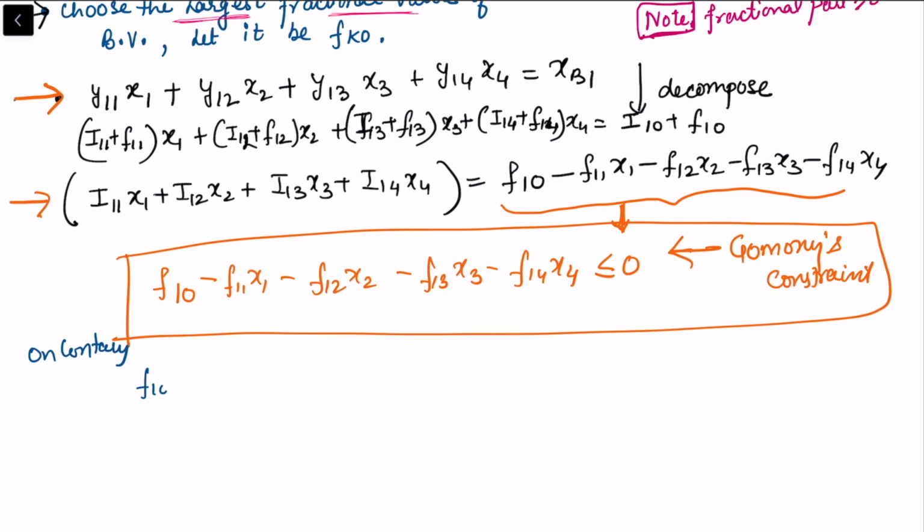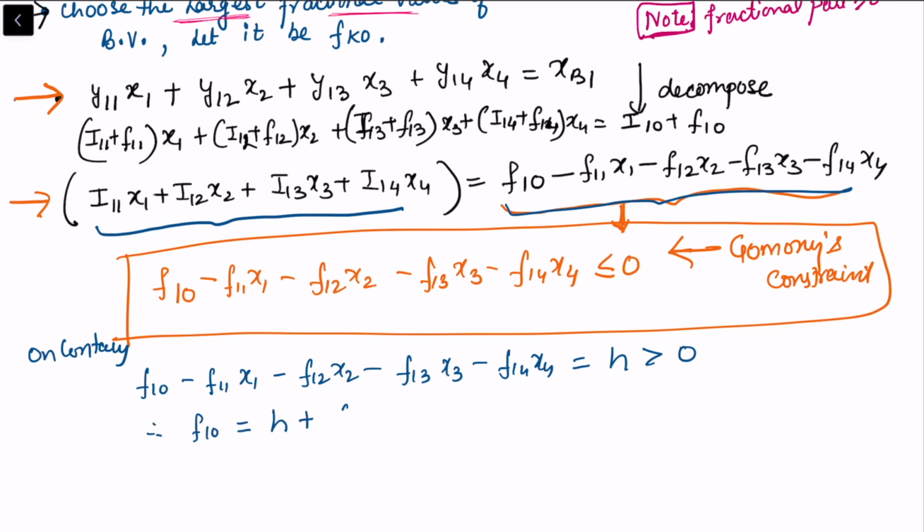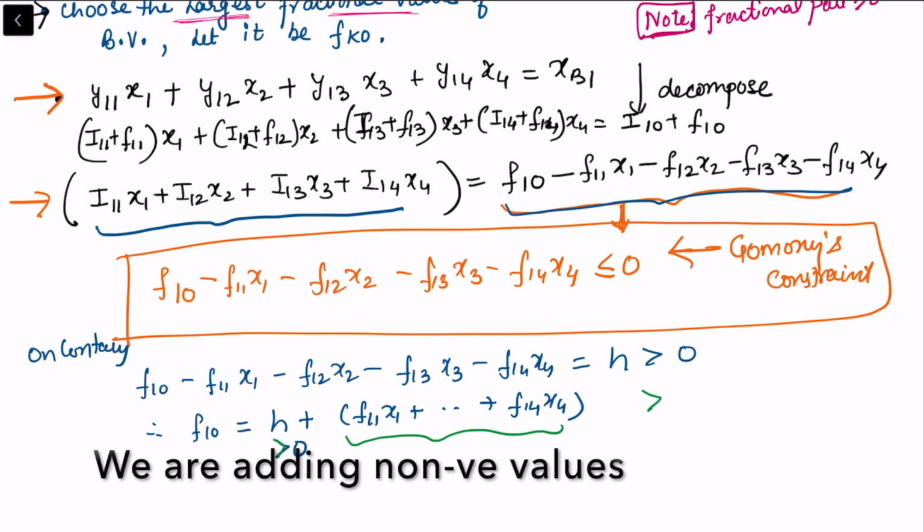On the contrary, we may assume that f10 minus f11 x1 minus f12 x2 minus f13 x3 minus f14 x4 is greater than 0. Suppose that this value is h, which is greater than 0, and this is an integer, because this is equal to all integers. So when this is an integer, this means f10 is equal to h plus f11 x1 plus all the terms up to f14 x4. Now h is strictly greater than 0, and then we are adding something, which means f10 is strictly greater than 1.